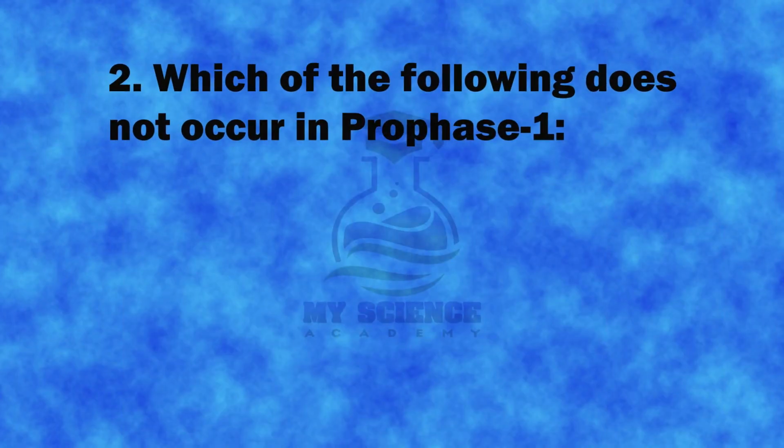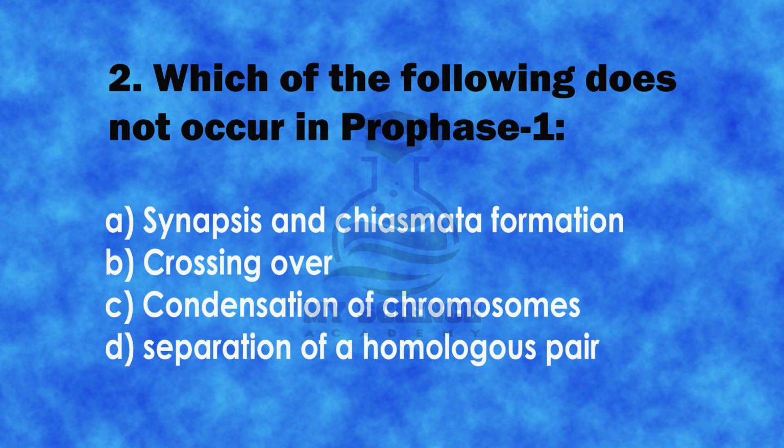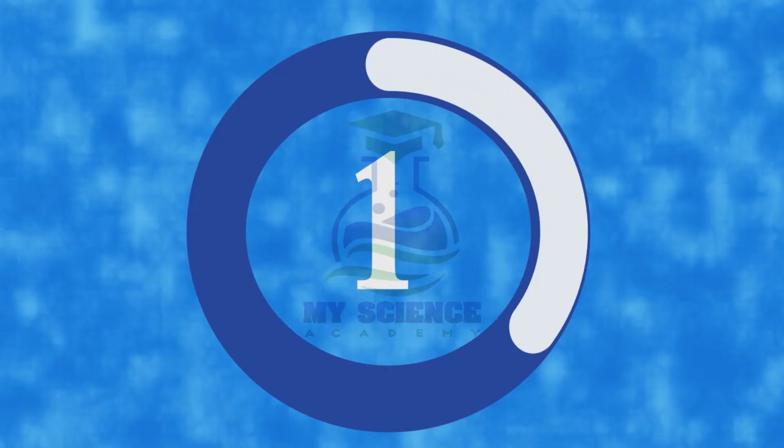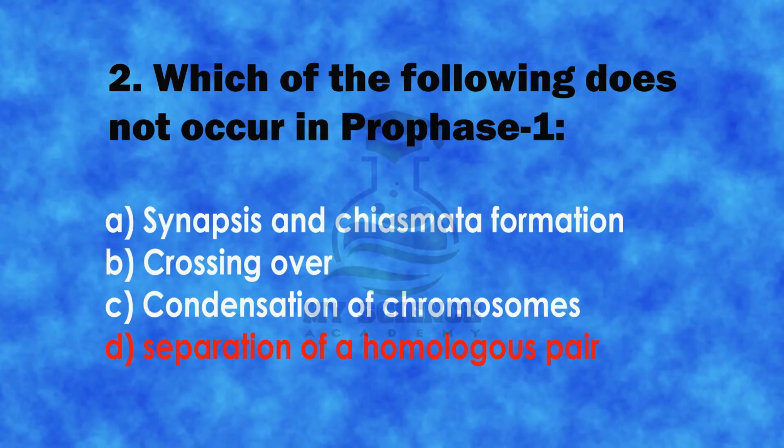Number 2. Which of the following does not occur in prophase 1? A. Synapsis and chiasmata formation. B. Crossing over. C. Condensation of chromosomes. D. Separation of a homologous pair. And correct answer is D. Separation of a homologous pair.